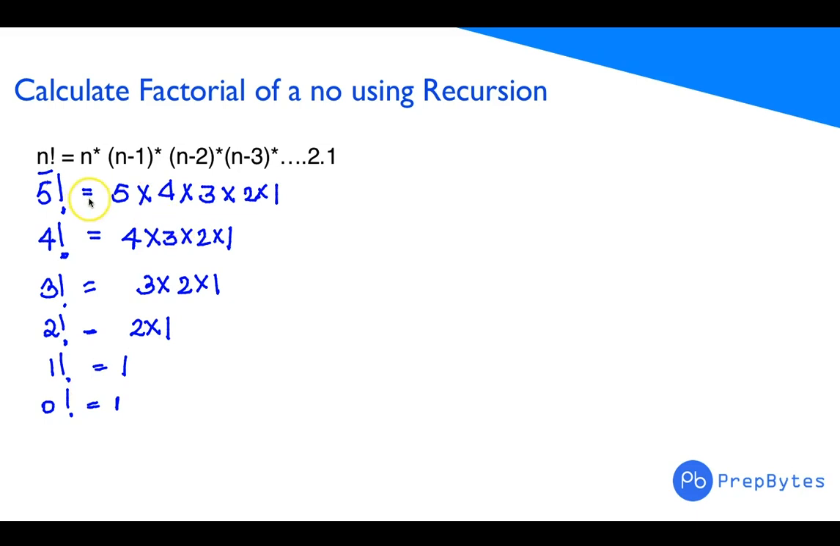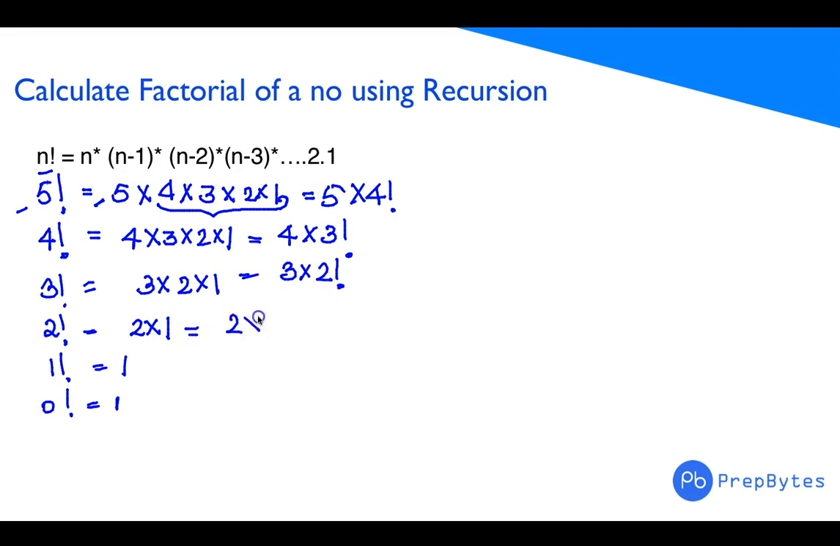Okay, now if we come back here, 5 factorial is 5 into 4 into 3 into 2 into 1. Can we see that if we combine these last four multiplications, we can write 5 factorial as 5 into 4 factorial, right? Similarly, can I write 4 factorial as 4 into 3 factorial? Can we write 3 factorial as 3 into 2 factorial? Here we have 2 into 1 factorial. So 1 factorial itself is 1, and 0 factorial is 1. This cannot be further subdivided.